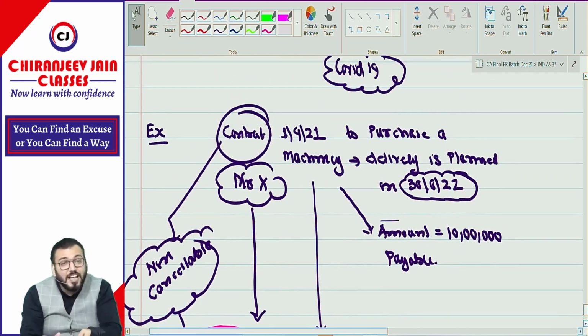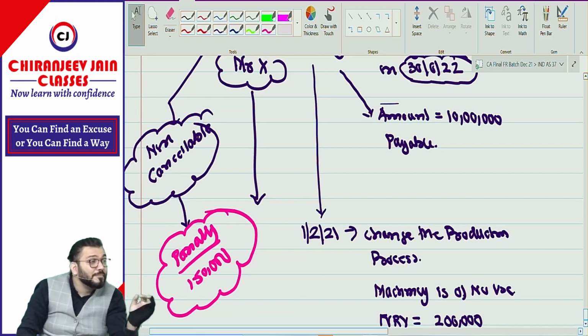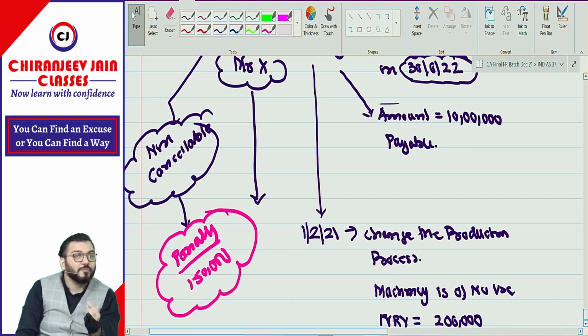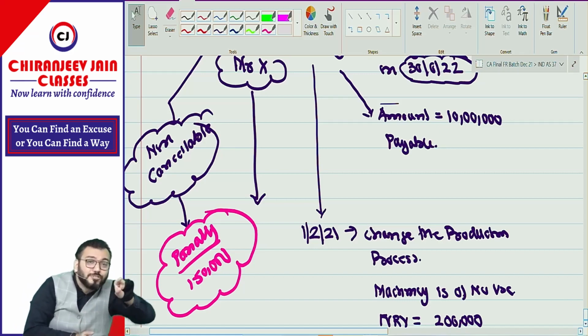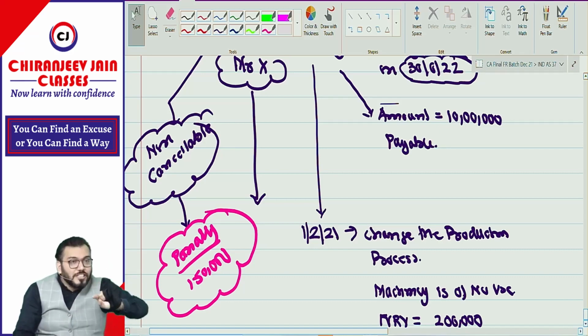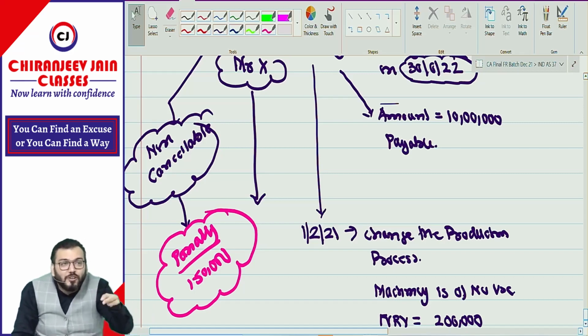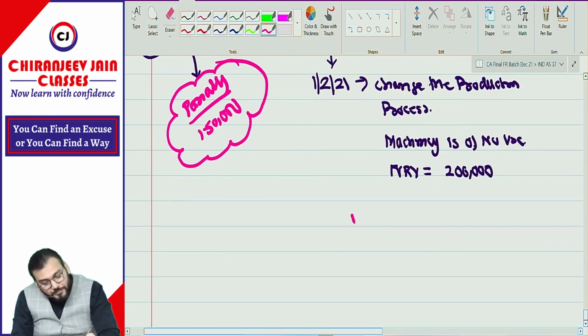But now Mr. X has changed the production process, and this machinery is not in use. Can I say this contract has become a burden? The contract has become a burden. So this executory contract has become an onerous contract. We call it an onerous contract. What is the meaning of an onerous contract? Onerous contracts are those executory contracts where the expected benefit from that contract is less than the cost of meeting the obligation. Means benefit is less than cost. So what is the cost of this contract? How much is the amount payable? 10 lakh.